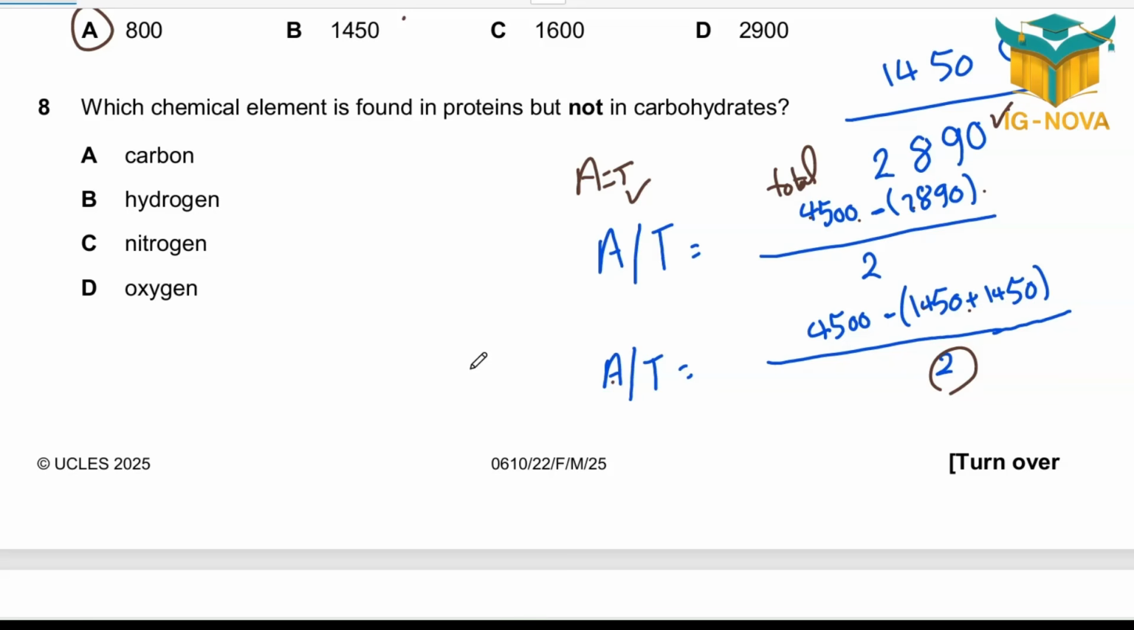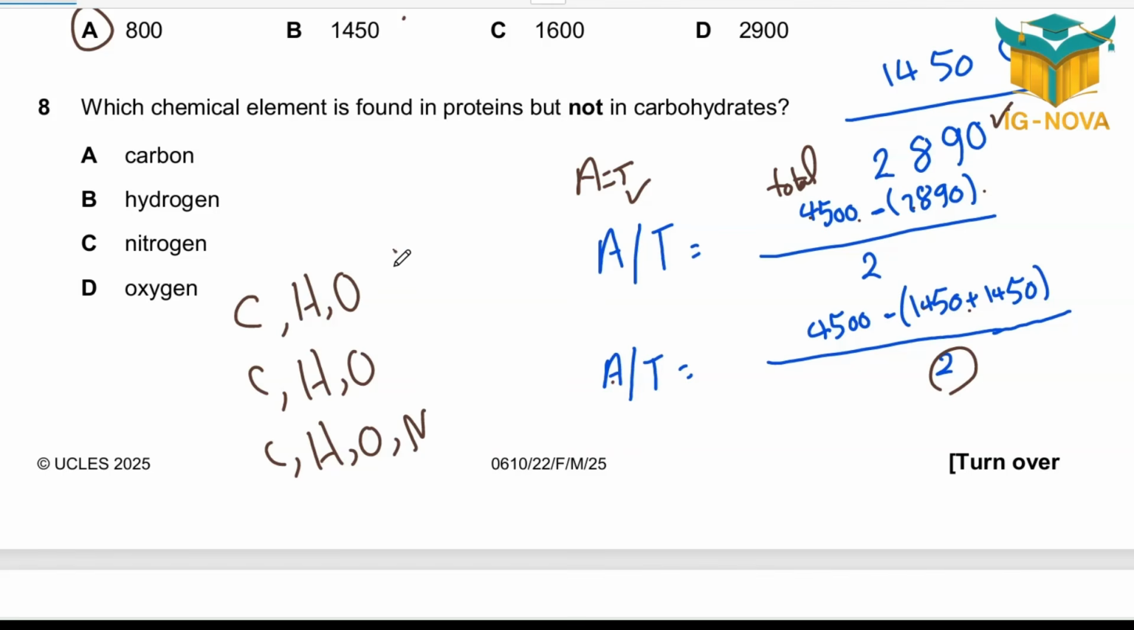Which chemical element is found in proteins but not in carbohydrates? CHO, CHON. Carbohydrates, fats, lipids, and protein. So protein has the unique feature of nitrogen.